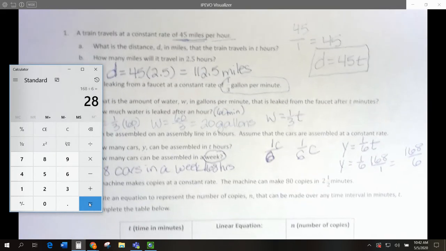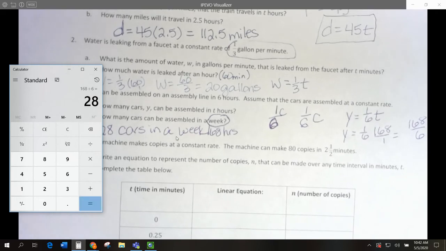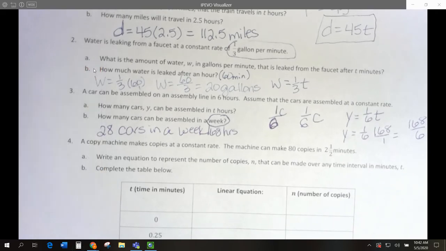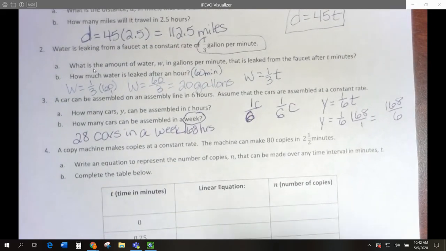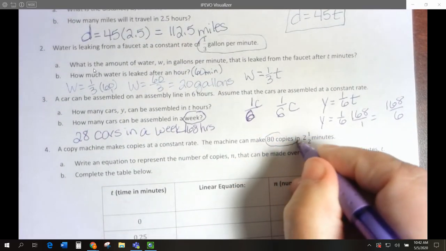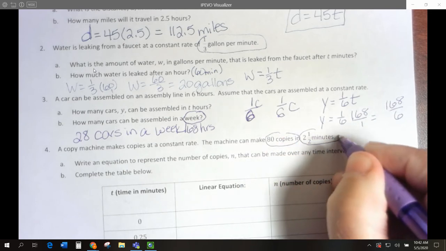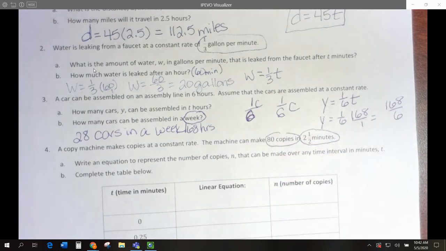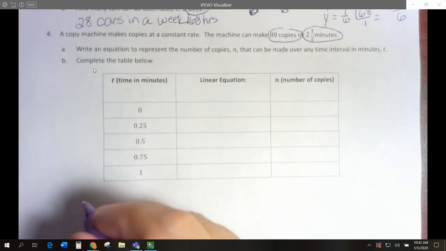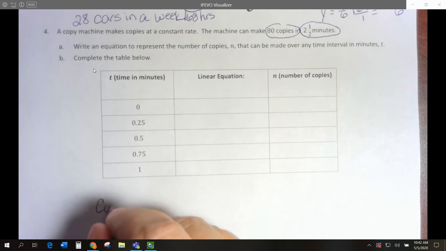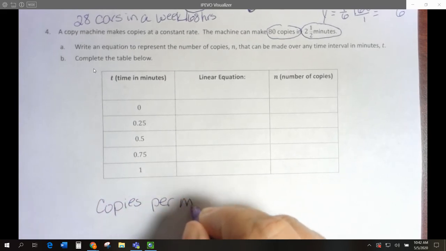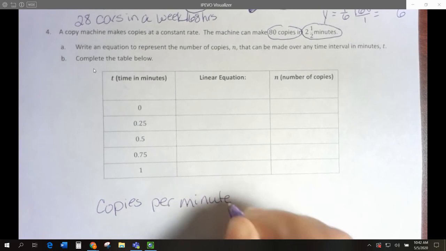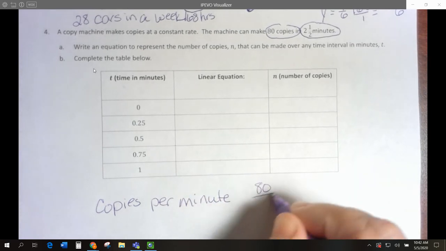For number 4, a copy machine makes copies at a constant rate. It makes 80 copies in 2.5 minutes. So, how many copies per minute? I'm going to come down here. I want copies per minute. 80 copies in 2.5 minutes.